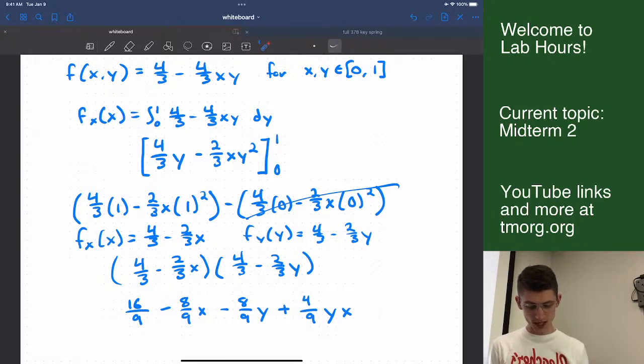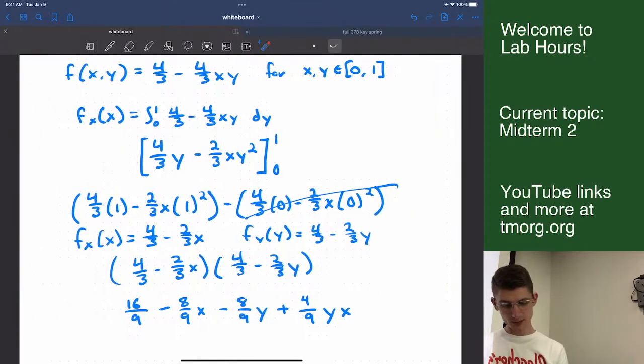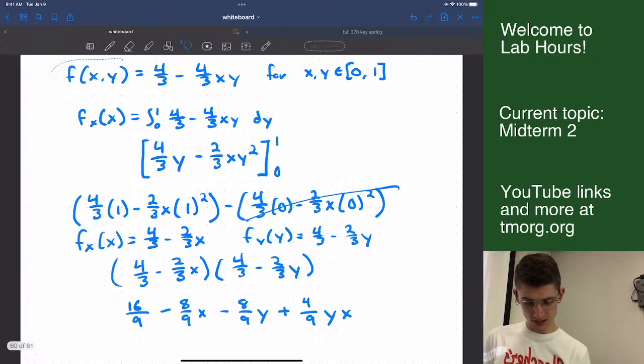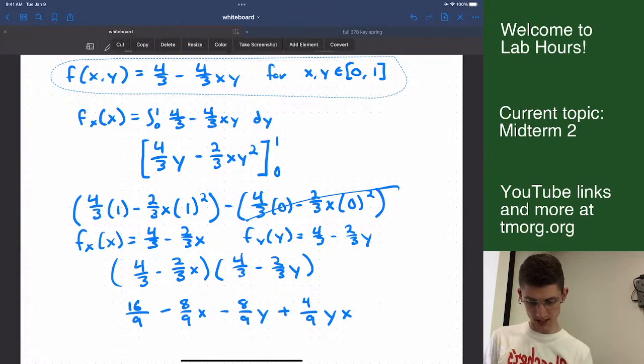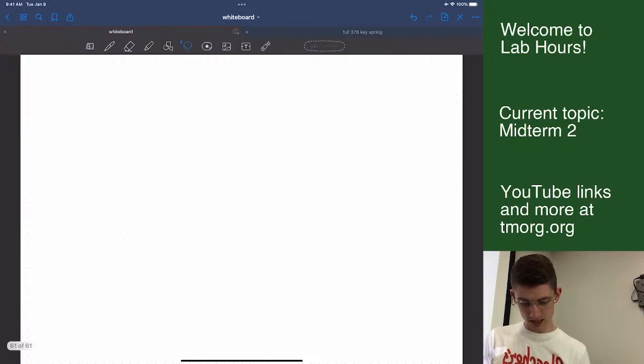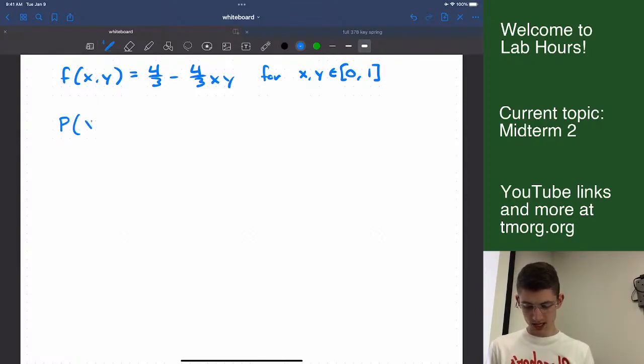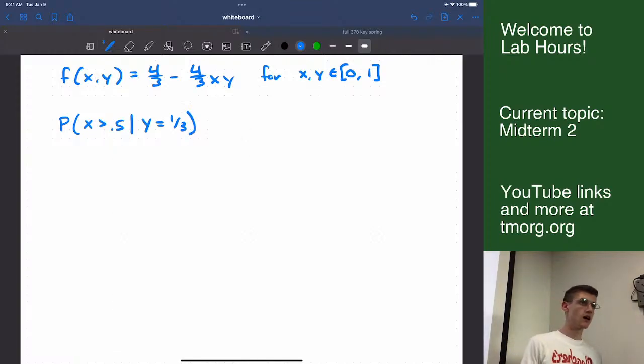We're going to do the same. We're going to use these pieces similarly to find a conditional probability. Let's just steal this again. I want to keep using the same equation, because I'm lazy and I don't want to come up with another one off the fly, because I don't think it would work. What is the probability that x is greater than 1/2 if we know that y is equal to 1/3, right?